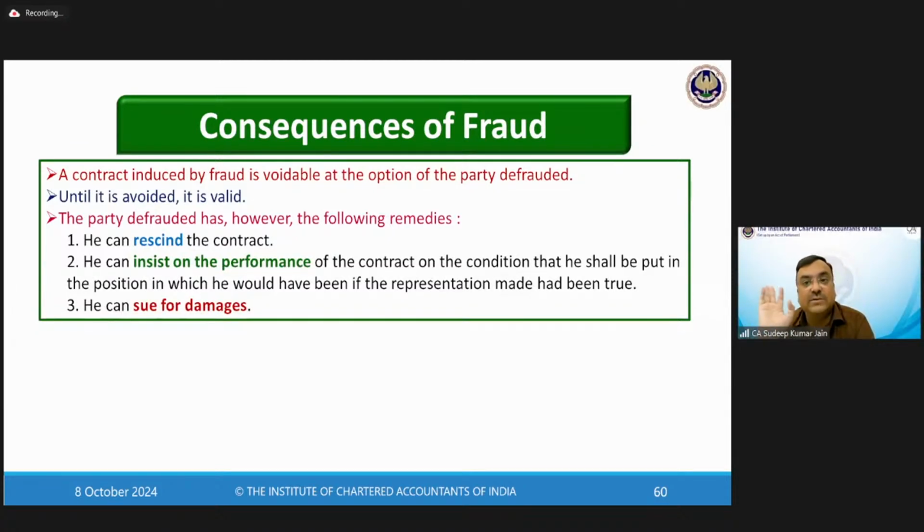He can rescind the contract, cancel the contract, avoid the contract, and he can insist on the performance of the contract on the condition that he shall be put in the position in which he would have been if the representation made had been true. इस लंबी सी लाइन के बदले में एक छोटा सा लिख लो, he can insist on the genuine performance. And last, he can sue for damages, for compensation.